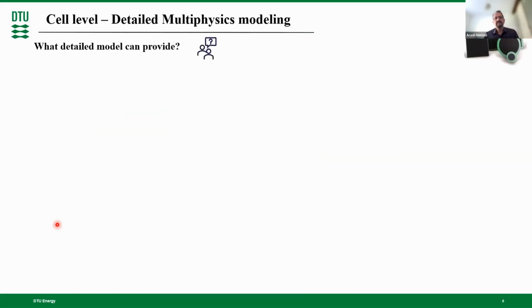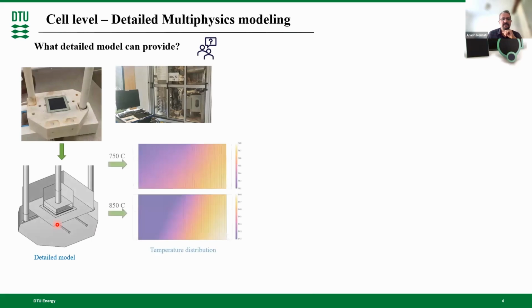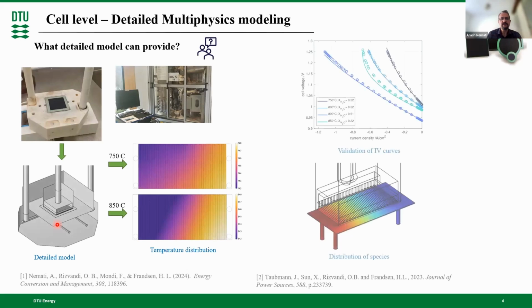So the next level is the cell level, where we can have detailed multi-physics modeling. We have some test facilities in DTU. We can build a very detailed model of this setup and use it for understanding the temperature distribution, the electrochemical performance, and also the distribution of the species in a very realistic physics-based model, and try different things. But this one is time-consuming, and sometimes it's not suitable for our aim.